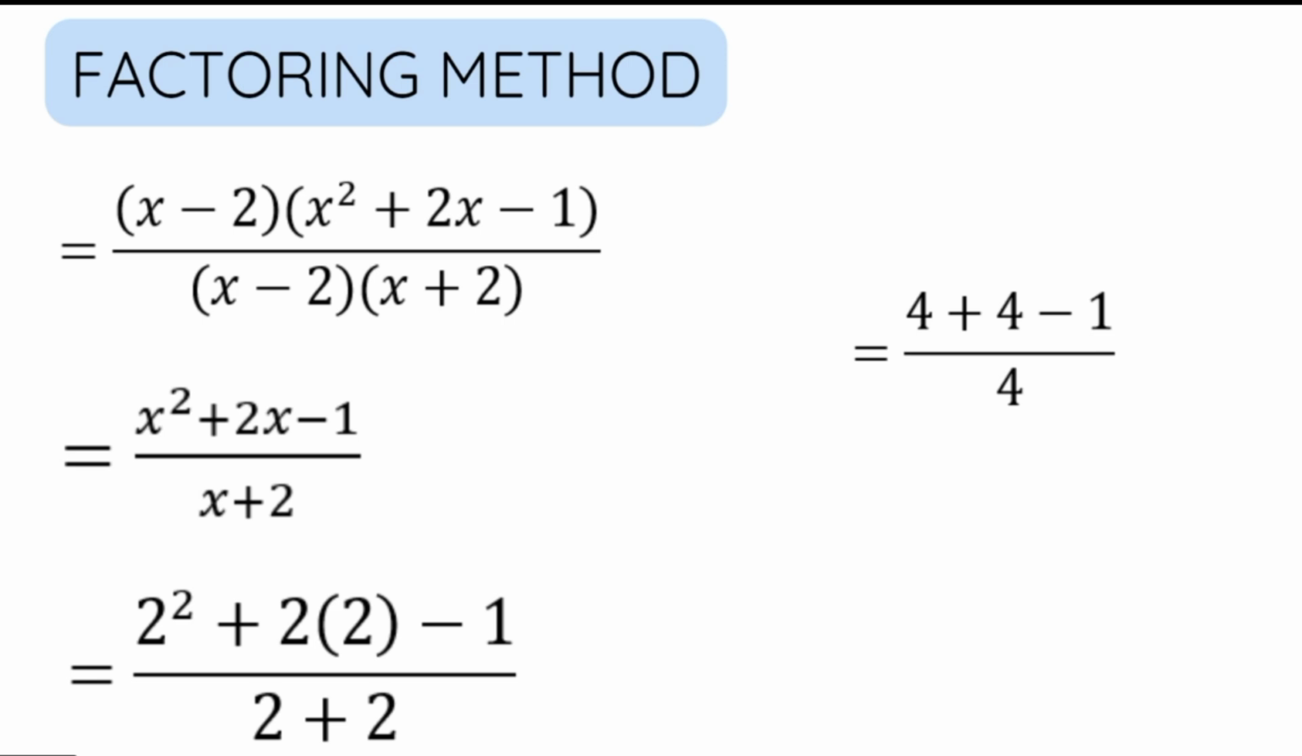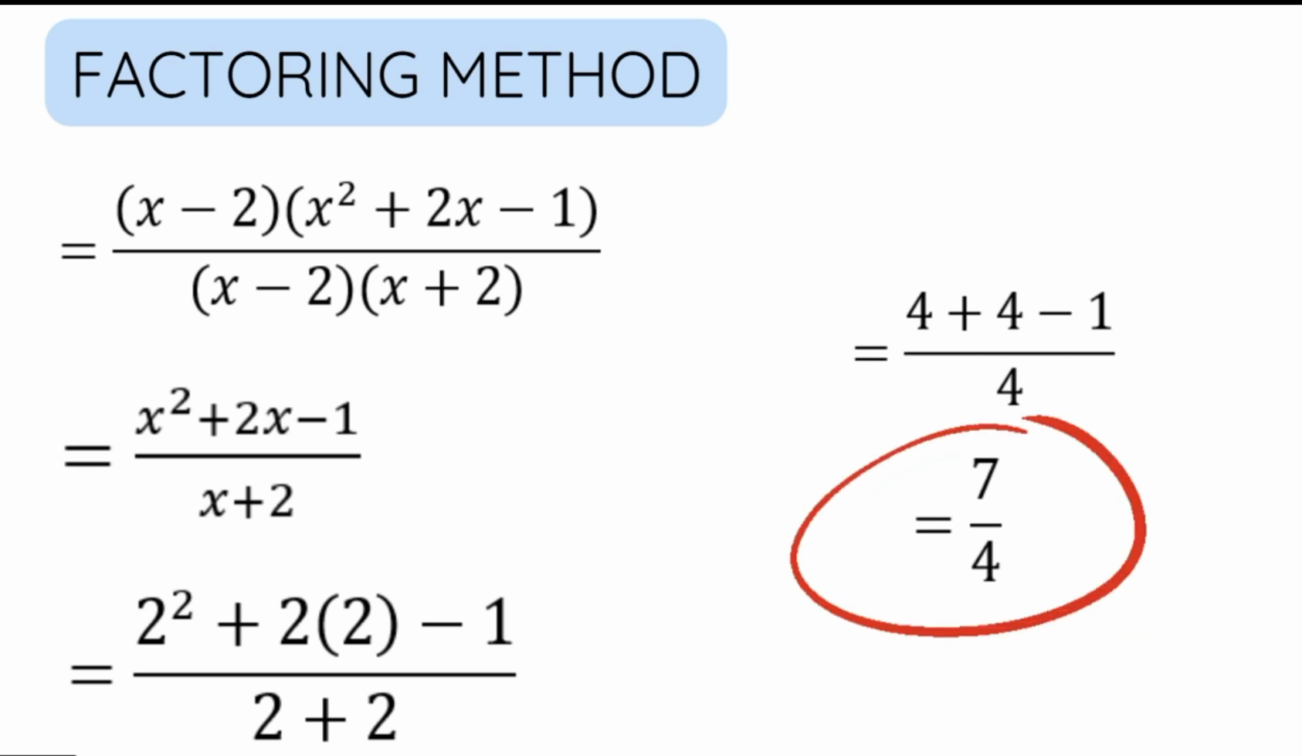2 to the power of 2 becomes 4. 2 multiplied by 2 becomes 4. So we have 4 plus 4 minus 1. And on the denominator, 2 plus 2 equals 4. Now 4 plus 4 minus 1 becomes 7. And since the denominator is 4, we have 7 over 4. So, the limit of this expression as x approaches 2 is 7 over 4.